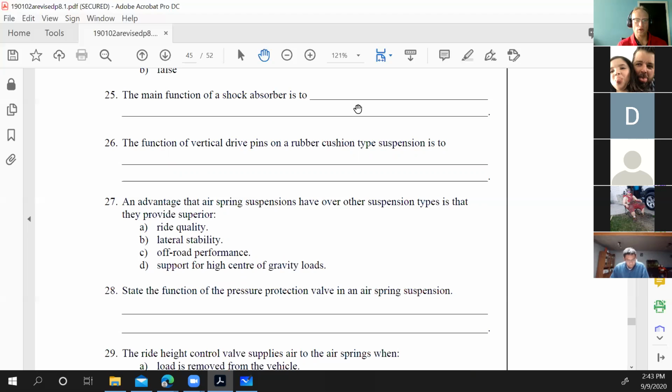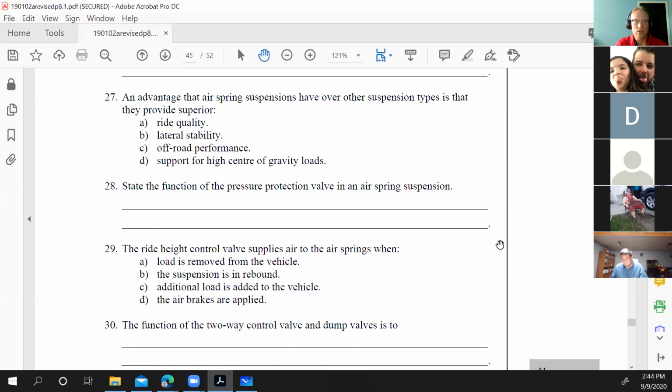The function of the vertical drive pin on a rubber cushion type suspension is to prevent side-to-side motion, or there's a word for it, but I can't remember. That is what it is doing. So it allows it to move up and down, but maintain vertical alignment as well. That's the word. The advantage that air suspensions have over other types is that they provide what?